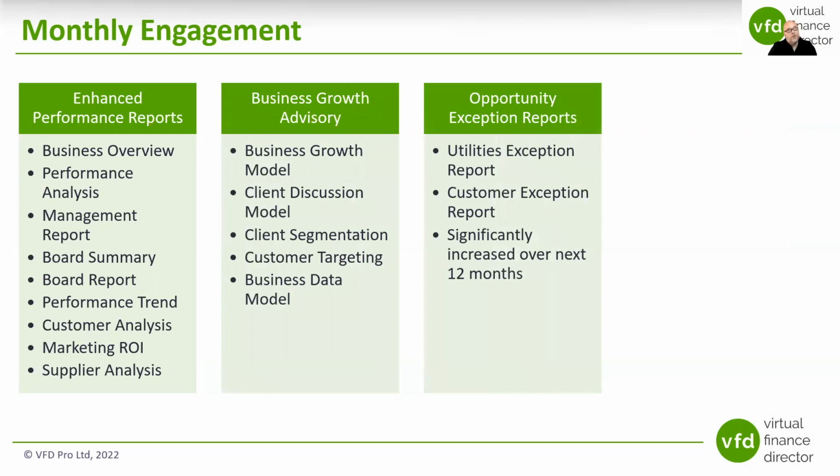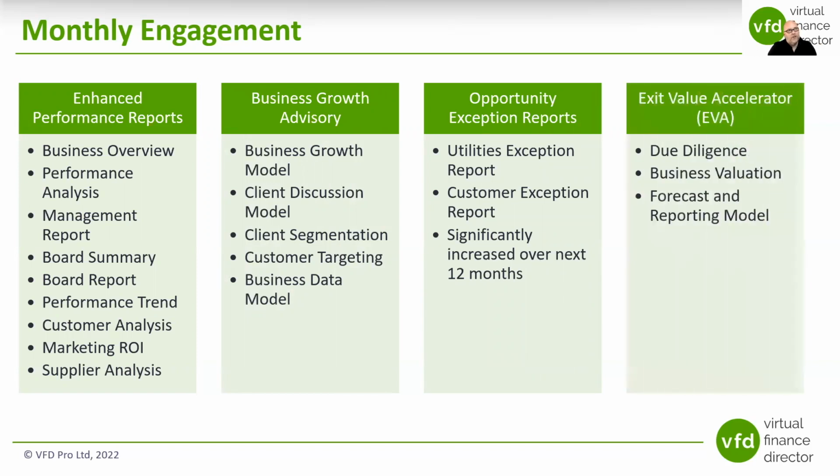You've got the opportunity exception reports, which at the moment we've got utilities and customer exception, and over the next 12 months we've got a plan to grow that out at roughly one a month. And then we've got the Exit Value Accelerator, or our EVA suite, which helps you do the due diligence, business valuation, and forecast and reporting model. So a lot of content there.